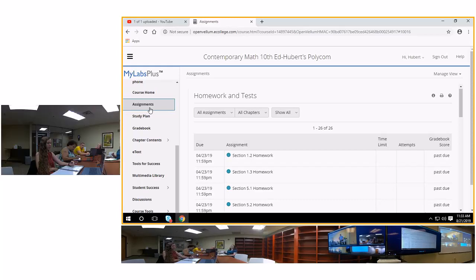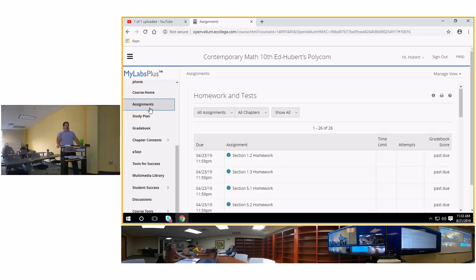In fact, I got an email from one of my Math 103 students the other day: where do I go to start the homework? So I have to explain stuff like this.